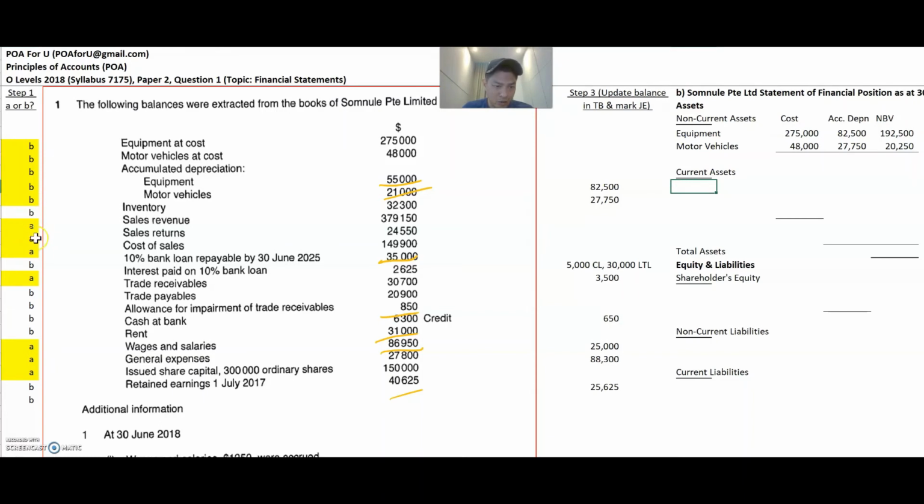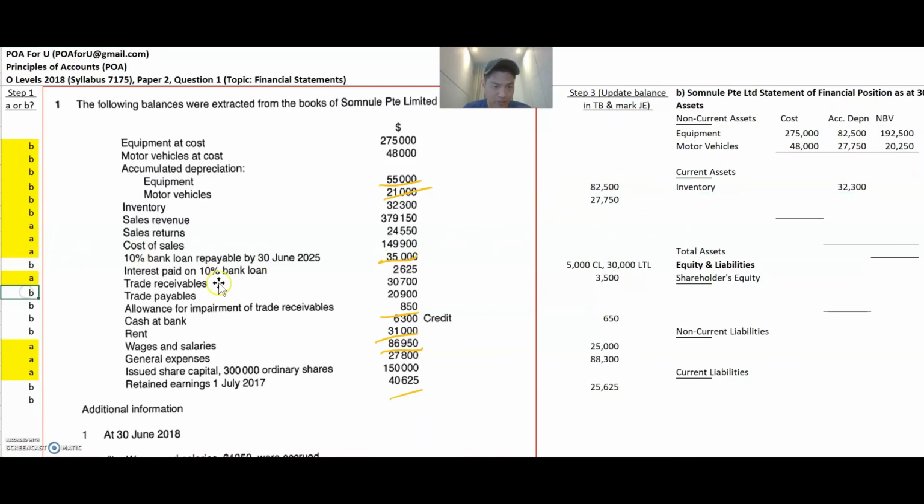Current assets, I'm going to look through the B items. So inventory is the first item I see. So I'm going to bring it over. Let me mark this away first. Then I'm going to show the inventory number of 32,300, and then the next item is in my current assets.